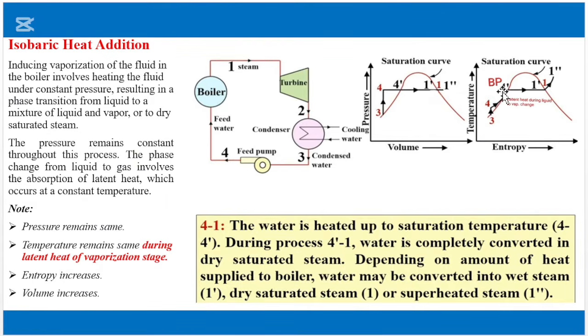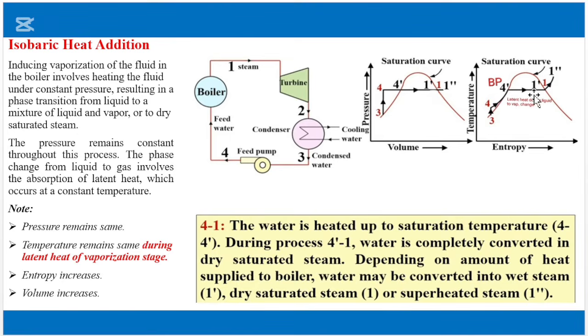Now let's look into the TS diagram. So 4 to 4 dash, 4 dash to 1 dash, 1 dash to 1 double dash. All the way from 4 to 1 double dash, especially from 4 to 4 dash, there is a rise in temperature. Why? Because the moment you start giving heat to the water through the boiler, the temperature rises. But here is an interesting thing. The moment it reaches the saturation curve, until it comes out of the saturation curve, you'll see a constant temperature.